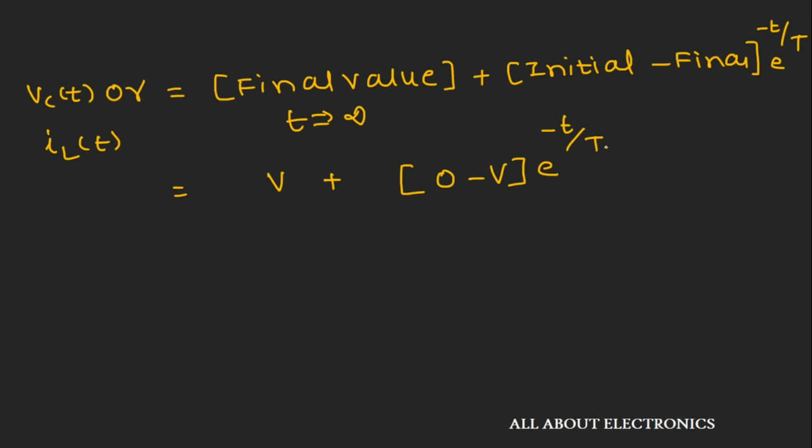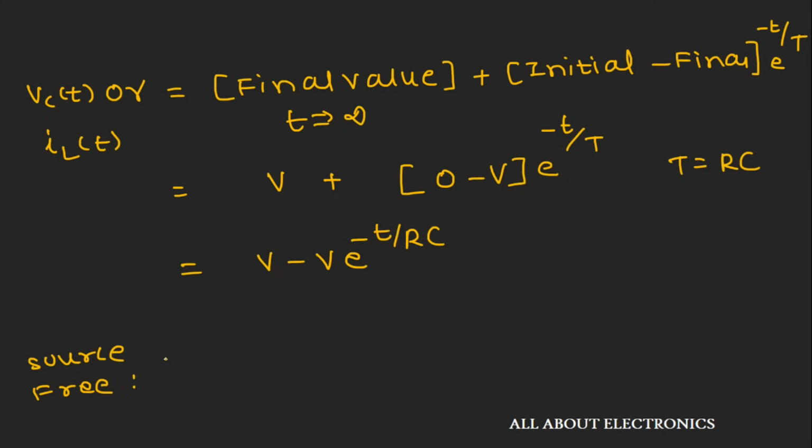Now for this RC circuit, the value of the time constant is nothing but RC. So the overall equation will be V minus V into e to the power minus t over RC. This is the response of the RC circuit for the forced excitation.